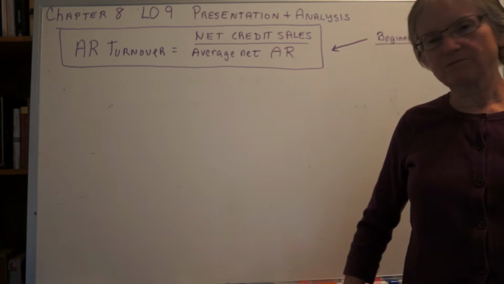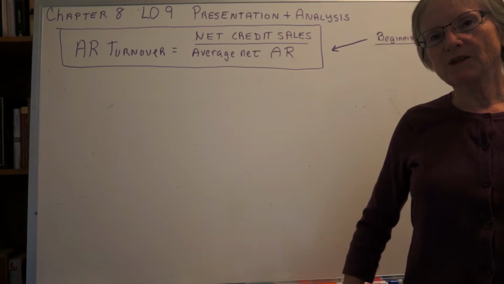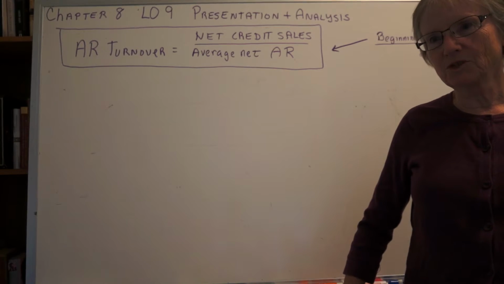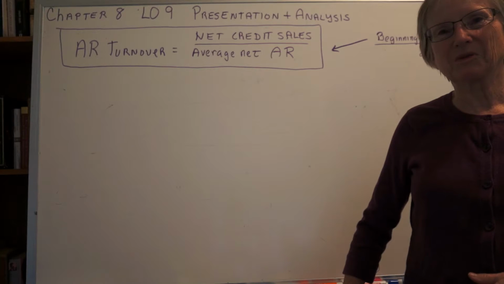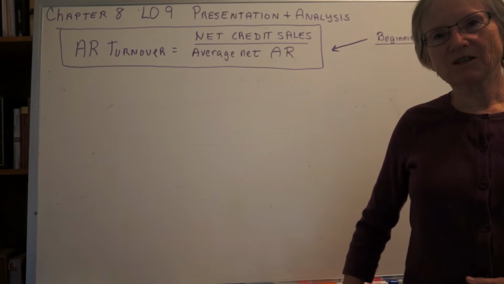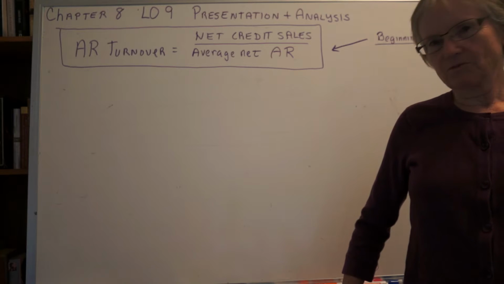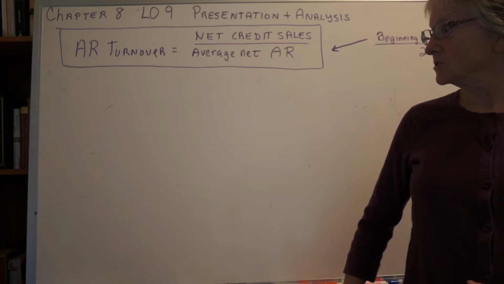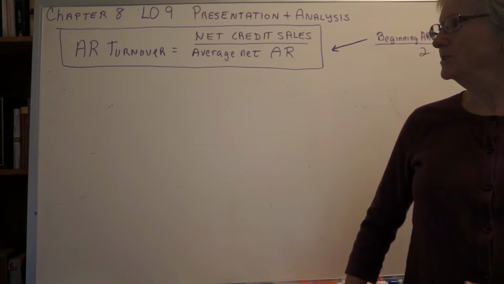It'll be shown in your current assets: you've got your cash, and your short-term investments are a little bit more liquid than your receivables, so receivables are generally about the third item in your current assets section. So presentation is fairly straightforward. For the analysis, they talk about the accounts receivable turnover ratio and the collection period in days.